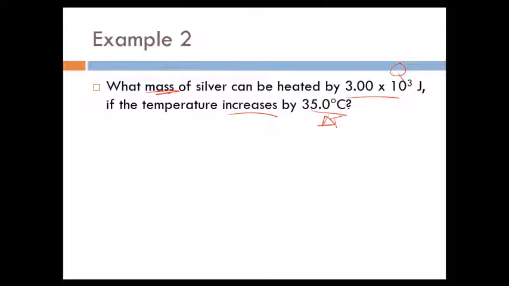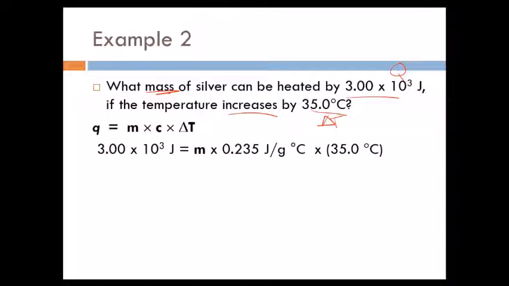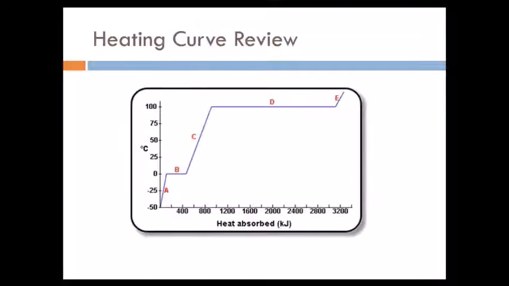Now we look at our table for the specific heat of silver, and on the table, it's 0.235 joules per gram degree Celsius. That's where we would find that. Now all I have to do is solve for m using algebra. So basically divide both sides and get your m, 365 grams. 3 sig figs here, 3 sig figs here. That's what we would use.